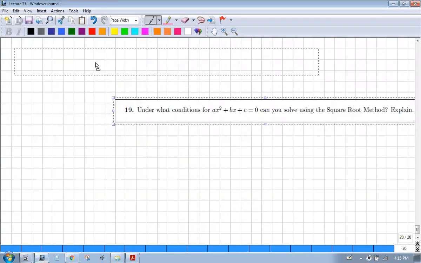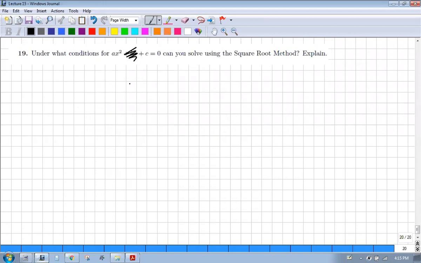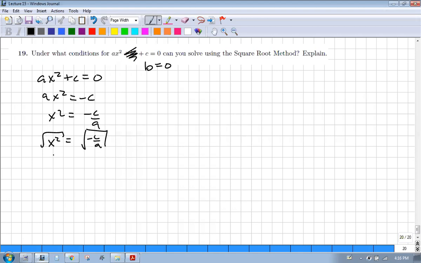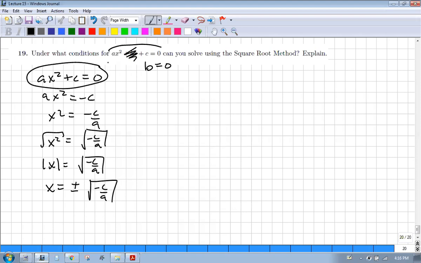So when can you use the square root method? It's when b is 0, right? Because when b is 0, you're left with this, which means you can do this. The root method ones have exactly this form. They all look like that. A number times x squared plus a number. And your answer is always this. Sometimes c or a might be negative. They might be a fraction and so on, but this is always your answer whenever you do the square root method.